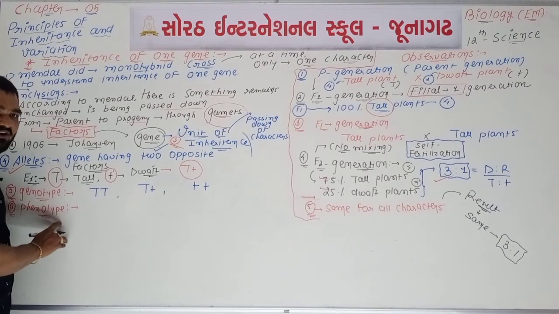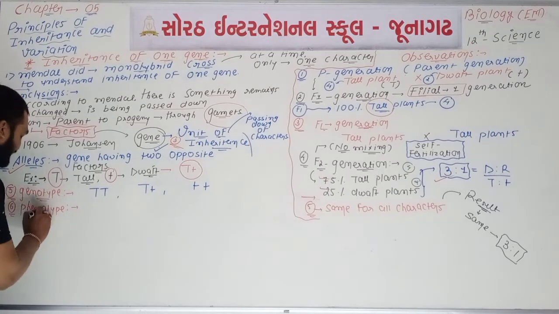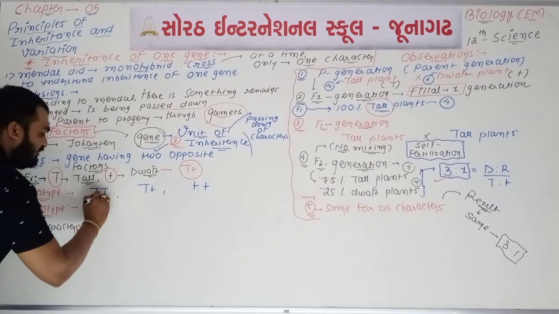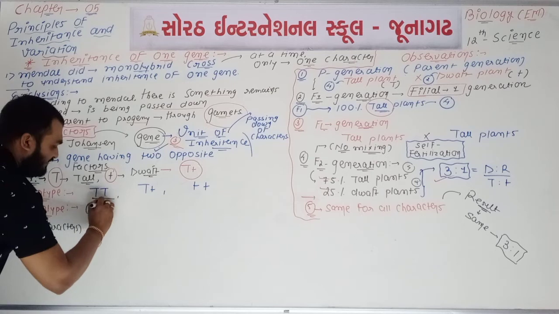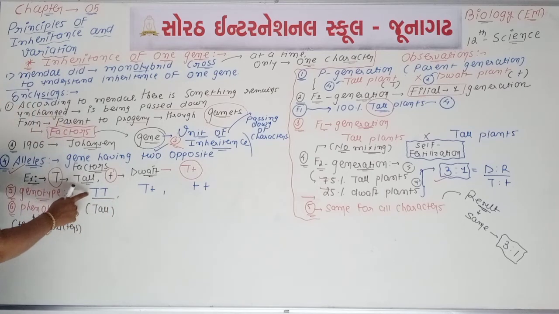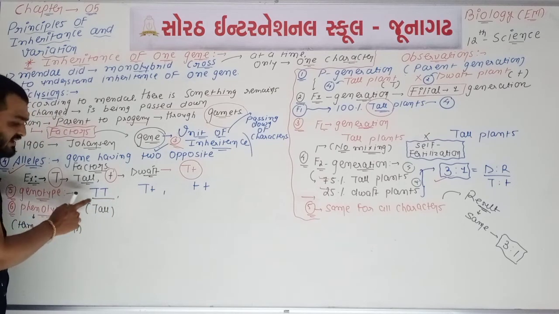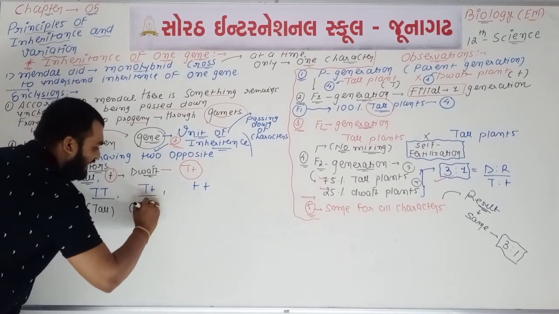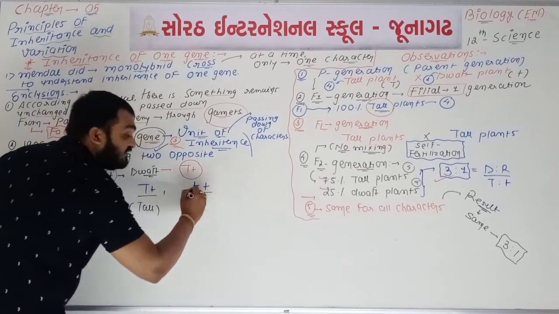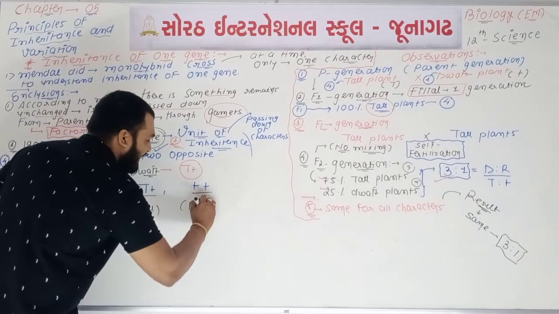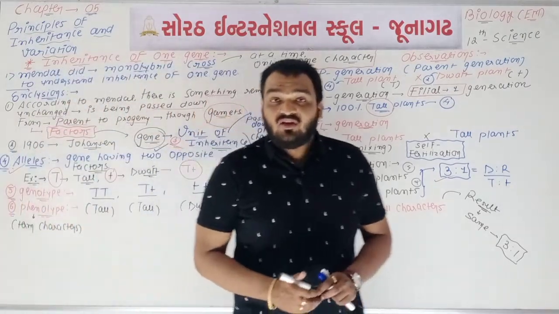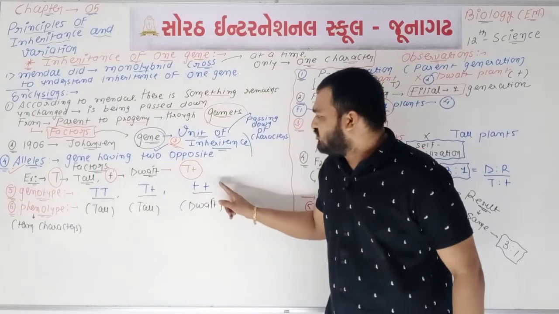Phenotype is the term for character. You will remember, phenotype is the term for the characters. So if genotype is capital T, then the character will be tall. So capital T is genotype and tall is phenotype. Capital T, small t is genotype while tall is phenotype. Small t is genotype while dwarfed is phenotype.